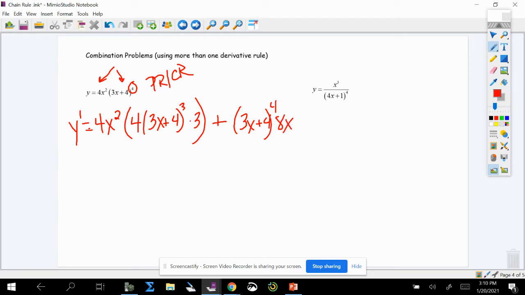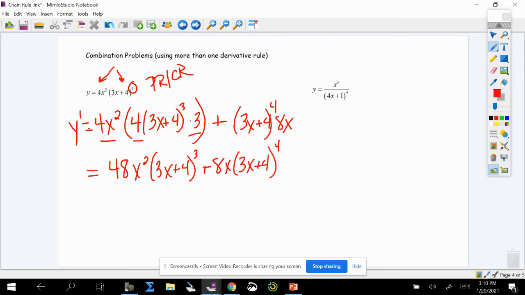So here when we talk about simplifying, there are some little things that you may do. I don't want you to do a ton of extra algebra. So you could multiply all the coefficients together. So you could do 4 times 4 times 3, which is 48, and then the x squared, and then have the 3x plus 4 to the third. I usually put the 8x in front of the 3x plus 4. And while there are things you could do further, truly, as long as you have the derivative correct and you have all the parts of the different rules, you don't need to do a lot of extra algebra to finish these. The second one is a quotient rule and a chain rule being combined.